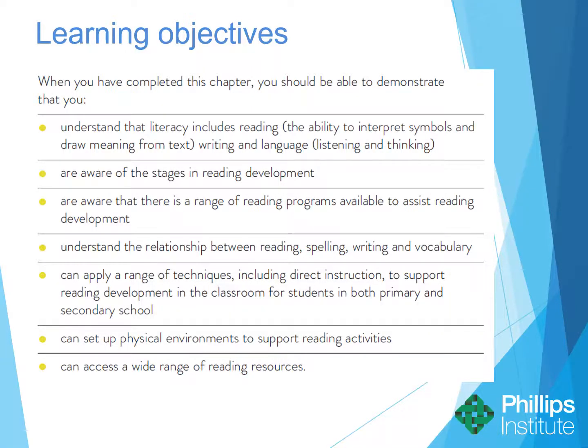When you have completed this chapter, you should be able to understand what literacy is in terms of reading, writing, and language. You should be familiar with the stages of development in regards to reading. You should also be aware that there is a range of reading programs that are available to schools, TAs, and teachers. Your school probably has its own systems, which you should become familiar with. You should also be able to understand the relationship between reading, spelling, writing, as well as vocabulary. That you can implement a range of techniques, including direct instruction, to support reading development in the classroom for both primary and secondary school students.